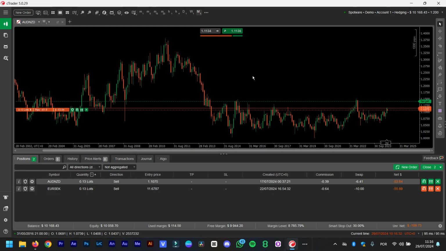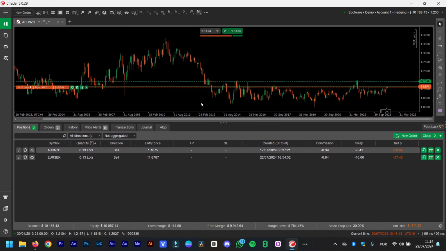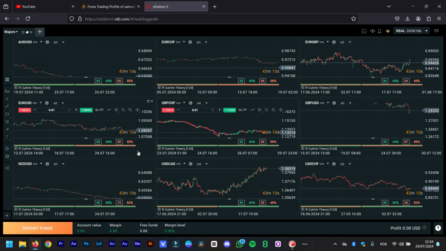Okay, so as you can see, guys, I'm gonna go through it really fast. All right, so I got two trades here which are going negative: AUD NZD and EUR SEK. And by the way, I'm just gonna open a trade right now. Let me see which one.